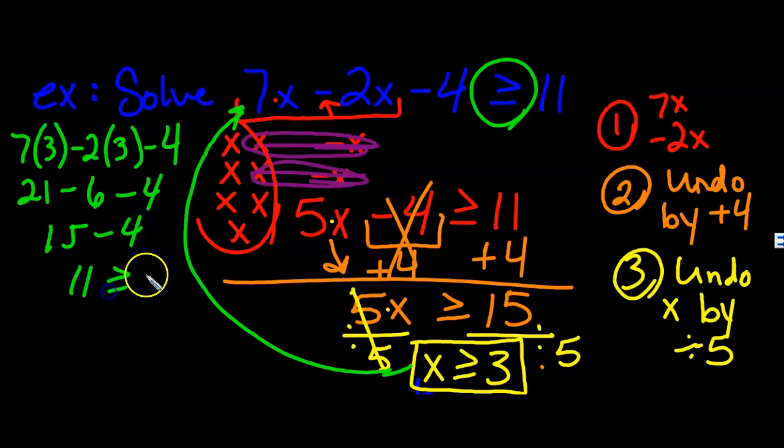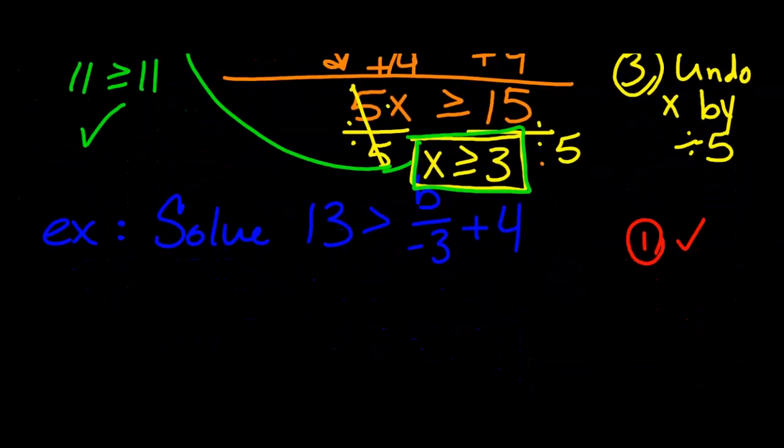Is 11 greater than or equal to 11? Sure enough, it is. Okay, it is in fact equal to, which means 3 is a possible answer for x. In fact, it is the smallest possible answer for x. So this inequality statement holds true.